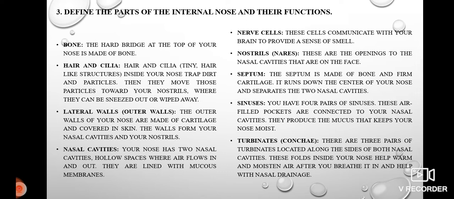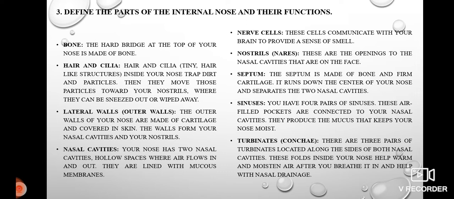Then, hair and cilia. So, itong hair and cilia are tiny hair-like structures inside of your nose that trap dirt and particles. Then they move those particles toward your nostrils where they can be sneezed out or wiped away.